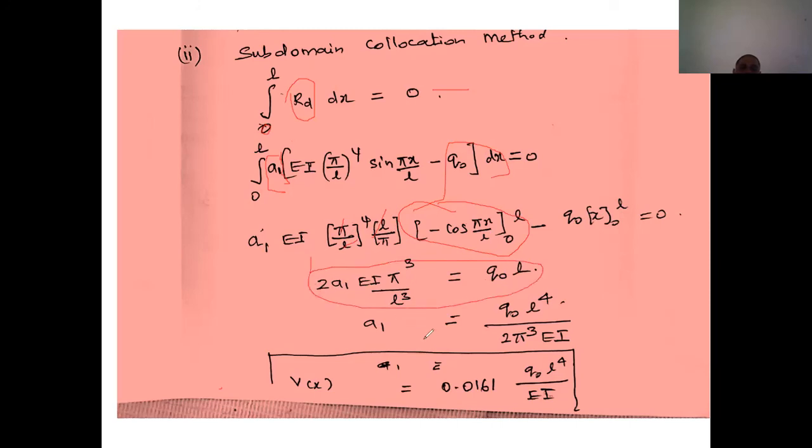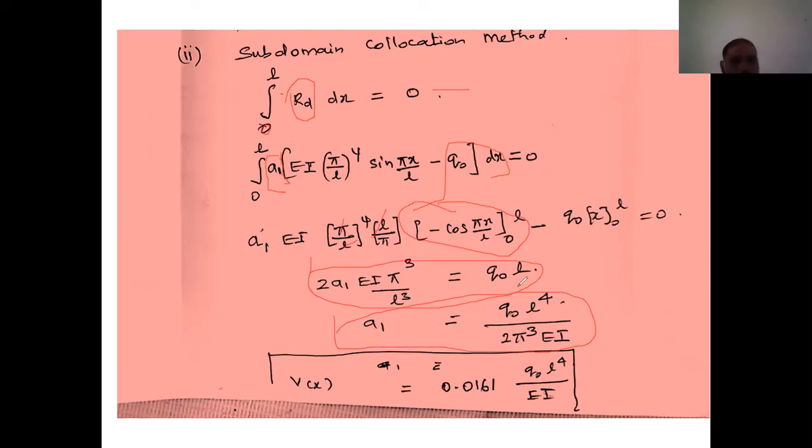If you simplify this equation, you will get the value of the unknown parameter A1 is equal to Q naught into L power 4 divided by 2 pi cube into EI. If you substitute this unknown parameter in the trial function, you'll get the solution. We will get the vertical deflection as V of x is equal to, if you simplify 1 divided by 2 pi cube, 0.0161 into Q naught into L power 4 divided by EI.